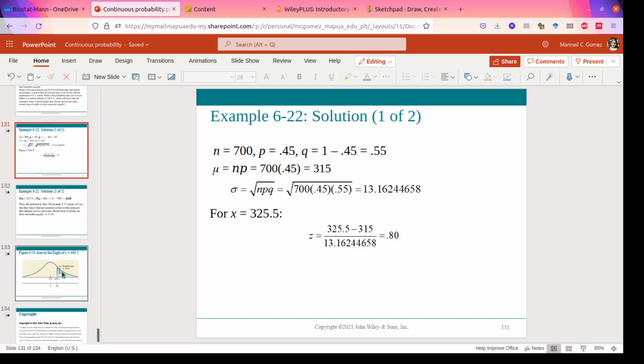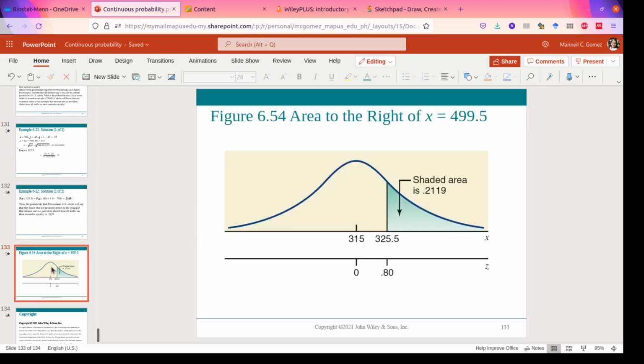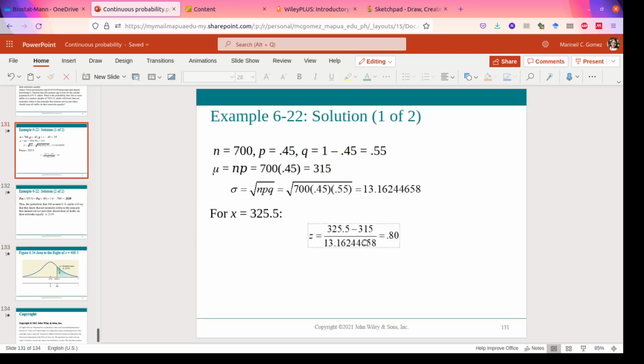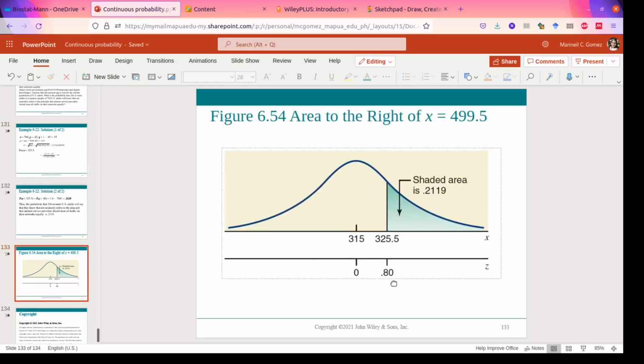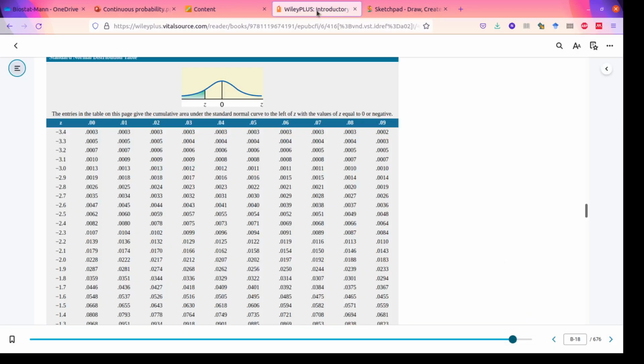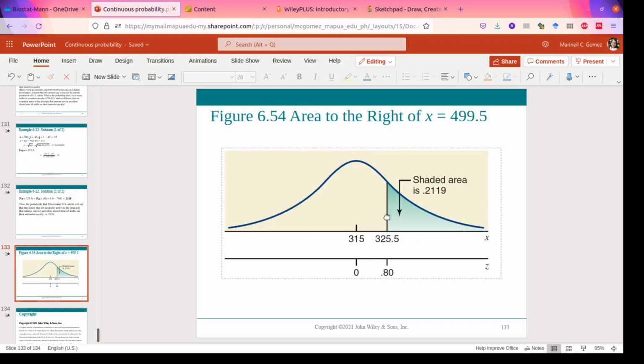So look at our shaded region. Since it is 325.5 or more, or rather 0.80, that's from 0.80 to the right. Since our table gives us values to the left, we just subtract from 1. So the value to the right is 0.2119.